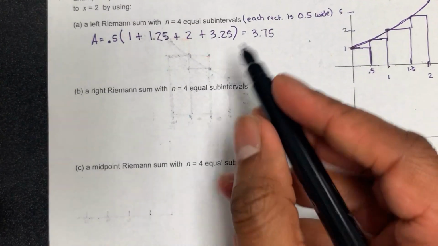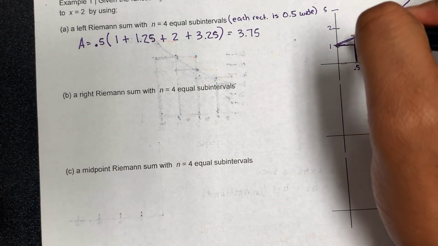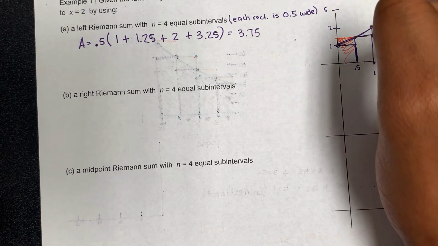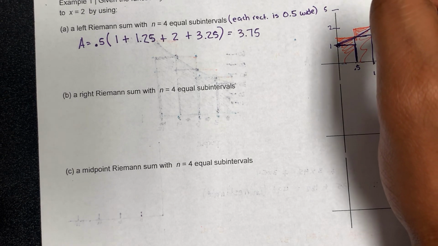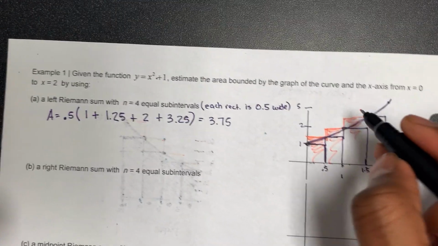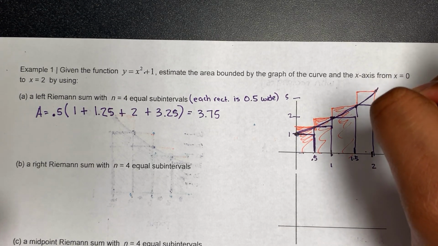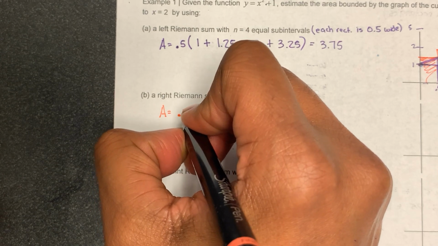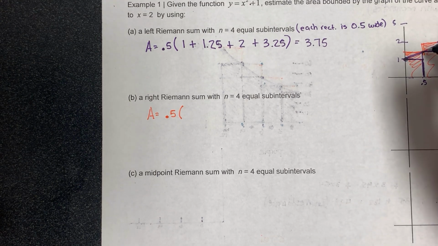If we're going back and using right Riemann to make a right Riemann sum, then we have a rectangle here, another rectangle here, another rectangle here, and another rectangle that goes down here. But the process is the same. The area equals the width, which is 0.5, times each one of the respective lengths.